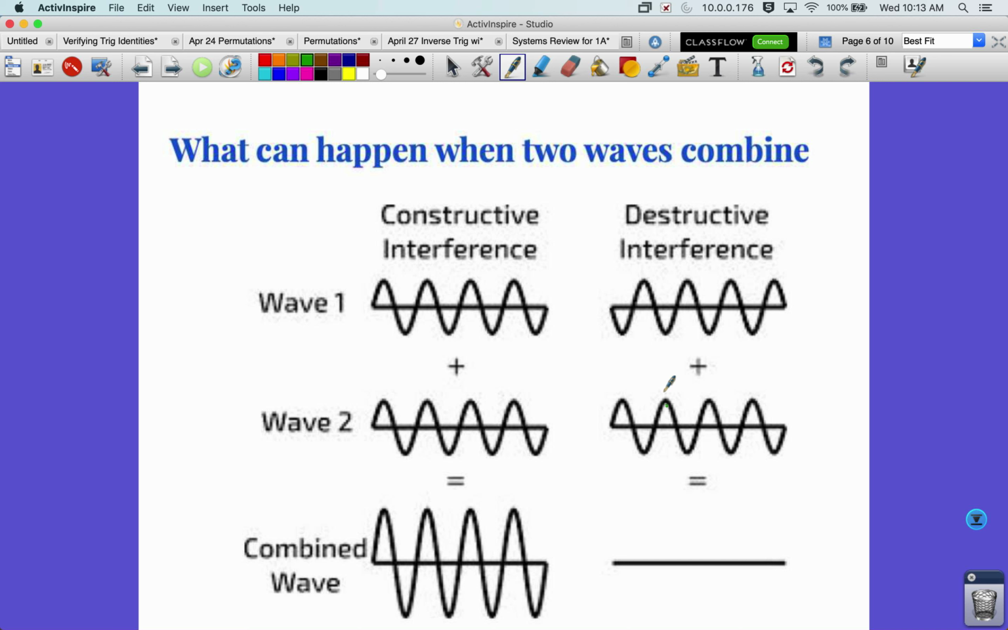But destructive interference is where they're out of phase. So same amplitude, same period, but phase shifts by half of a period. And then the peak of one matches with the trough of another, and they totally cancel out, and you get nothing. You get this just blank line.